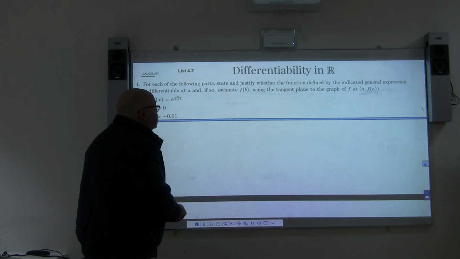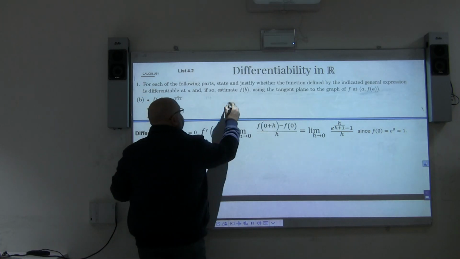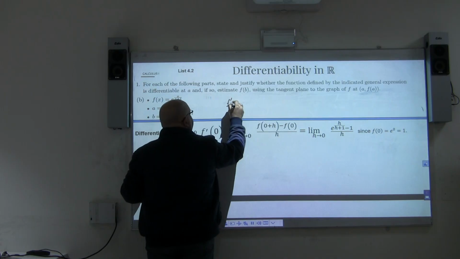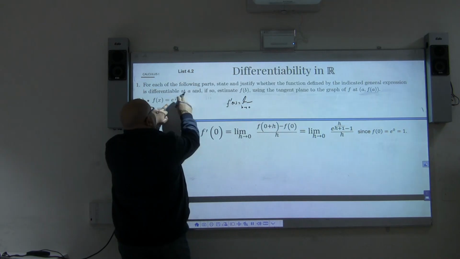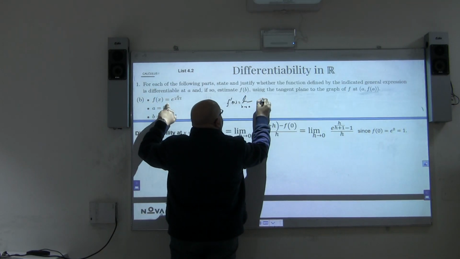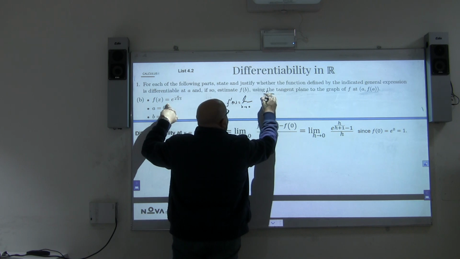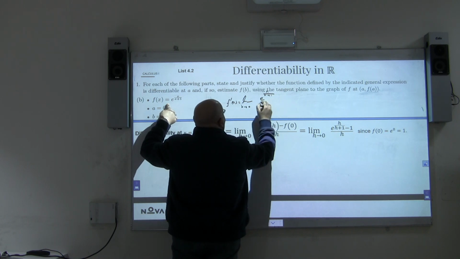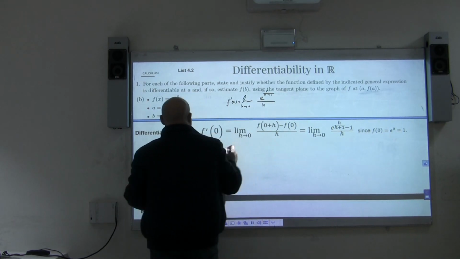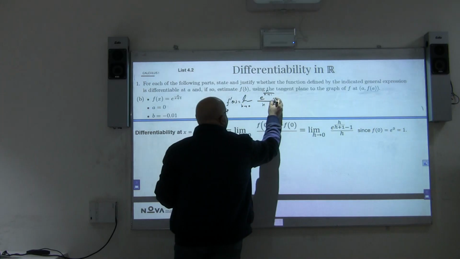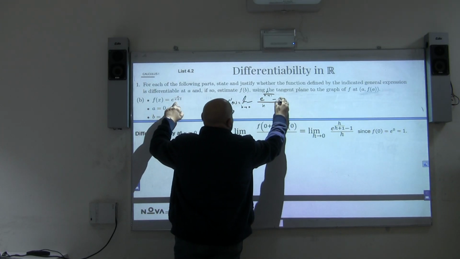Let me go through it step by step with you. The first step, I need to find f dash at 0, which is the limit of h tends to 0. This is your function, which is going to be e to the power of h plus 0 divided by h plus 0 plus 1, and all of this is divided by h, minus the value of the function at 0, and the value of this function at 0 is equal to 1.